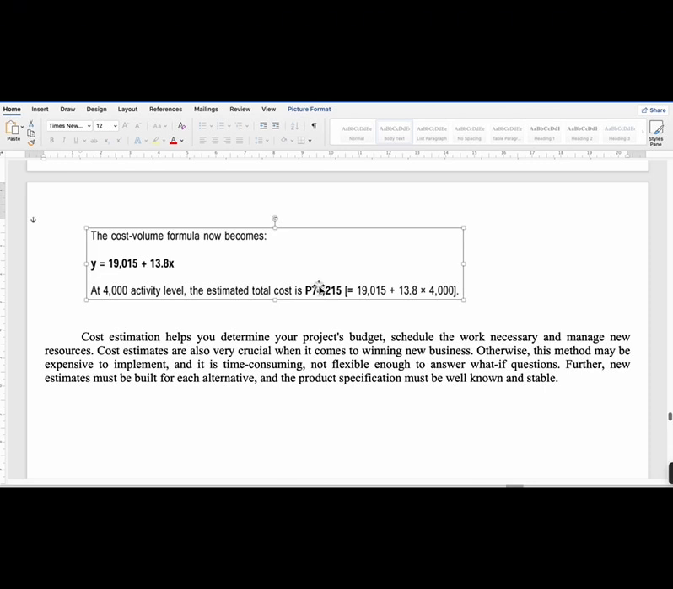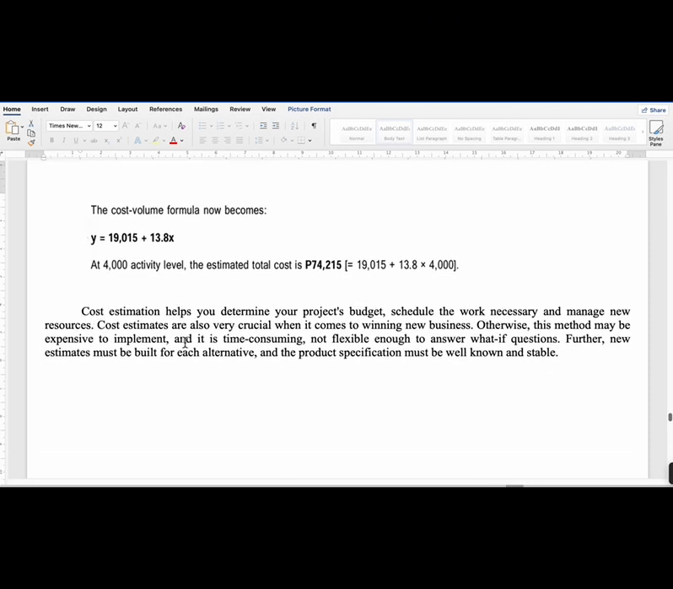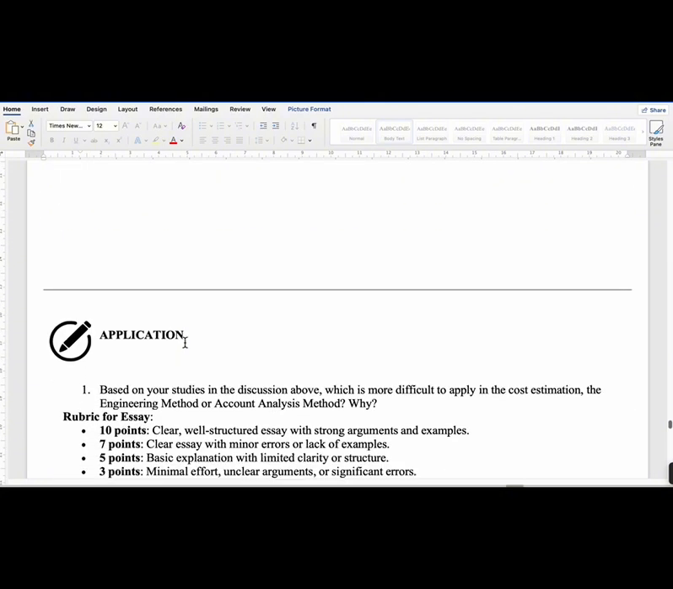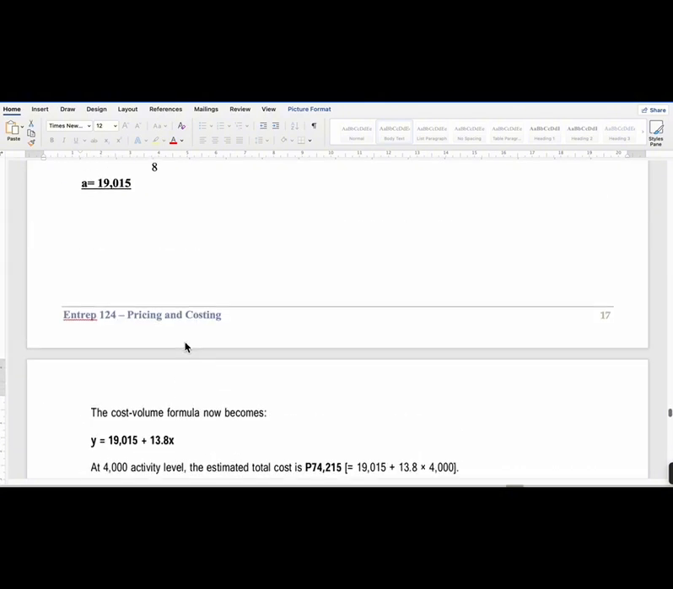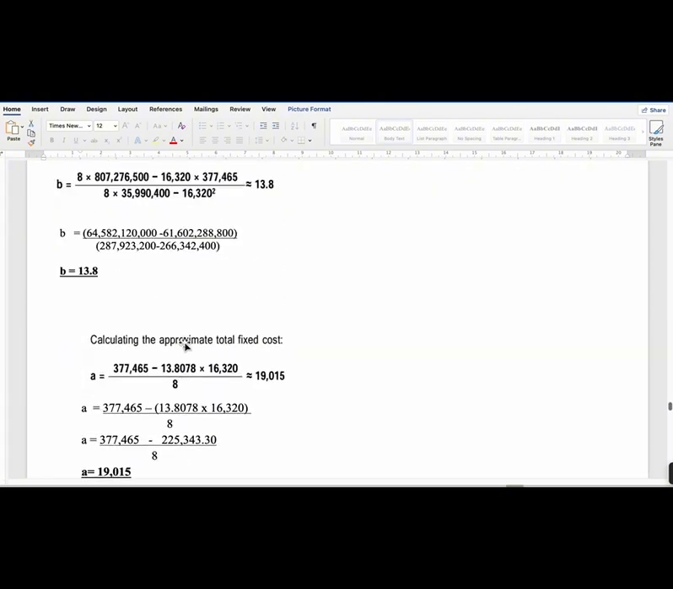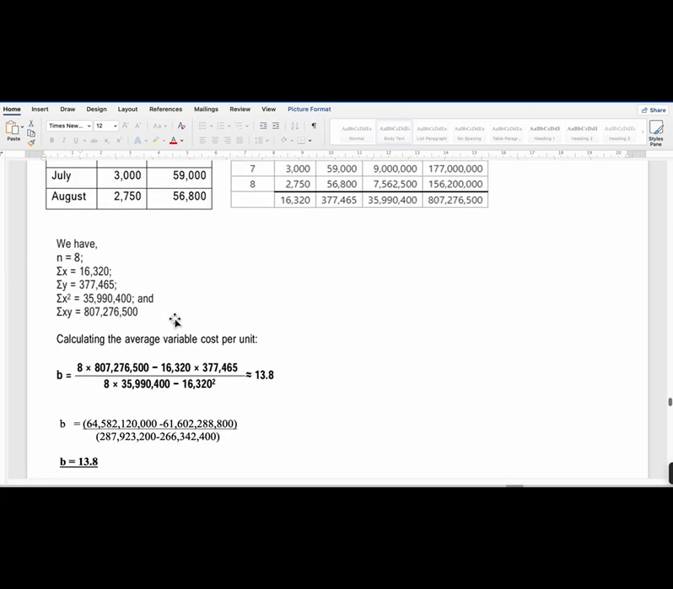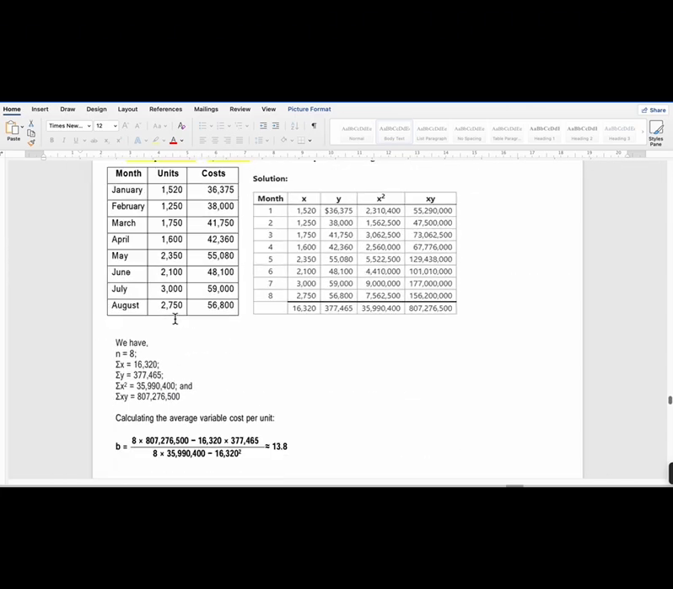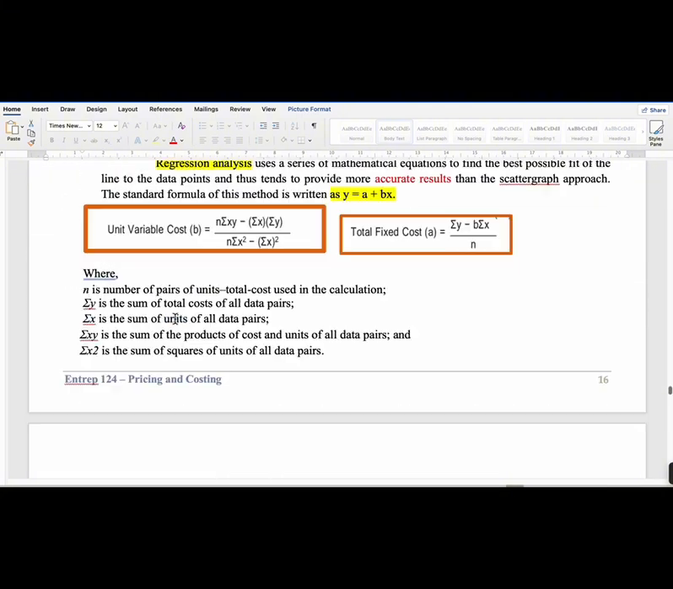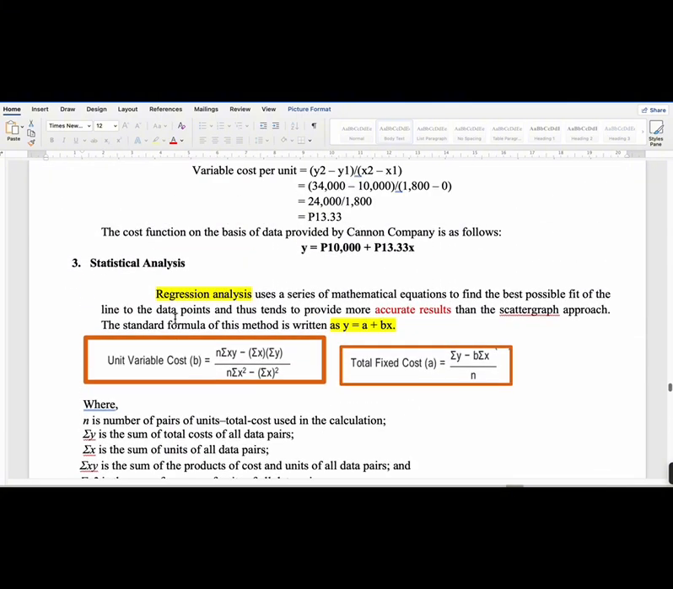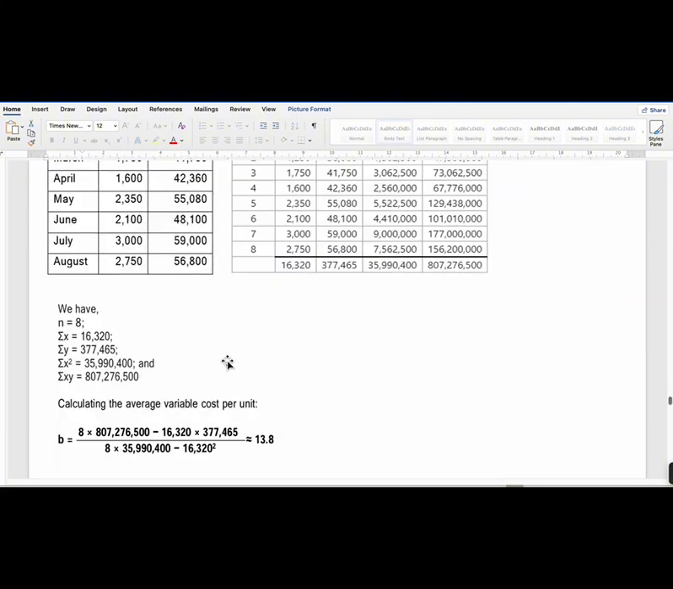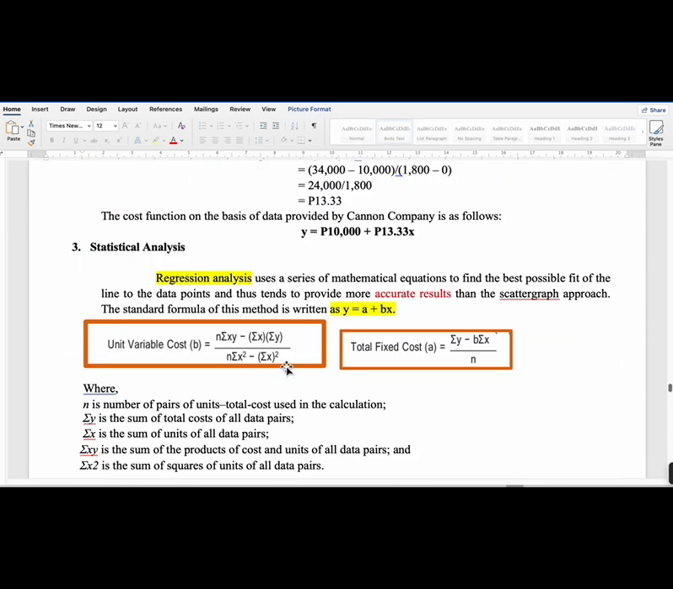So, I think that's it for regression analysis. Please do try to answer this problem or look for a different problem, then follow the formula. That is the regression or the statistical analysis.